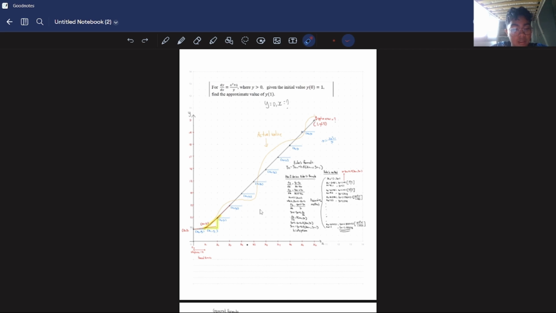The smooth curve, as you can see, represents the actual solution of the differential equation. However, since we're using Euler's method, we will approximate this curve using straight line steps, which is shown by this straight line connecting the points. Each point represents the approximation of y at a specific x value. So now let's look at the formula behind Euler's method.